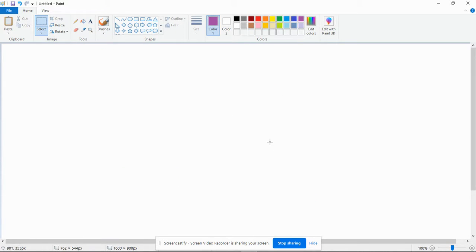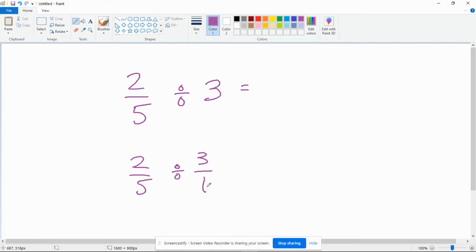Kaboom. Now, if you're going to divide fractions, let's say you've got something like 2/5 divided by 3. I like to rewrite that just so we can visually see it as 2/5 divided by 3/1, because 3 is the same as 3/1. It's important to understand that.